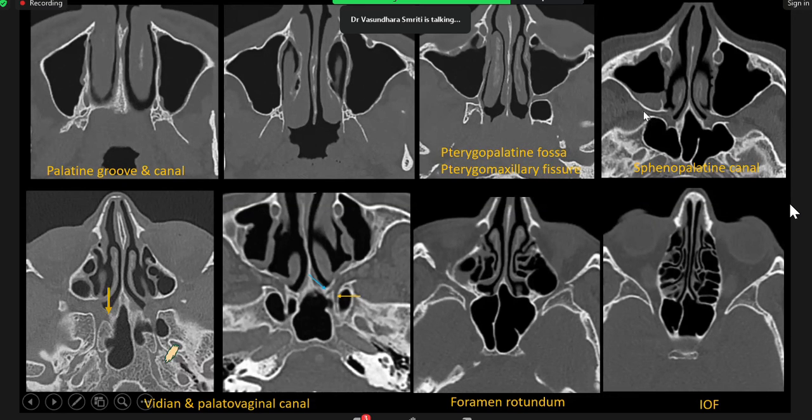into the nasal cavity, and laterally, this opening is the pterygomaxillary fissure through which it opens into the ITF. That is the medial and the lateral opening. Superiorly, the fossa itself will continue into the inferior orbital fissure.